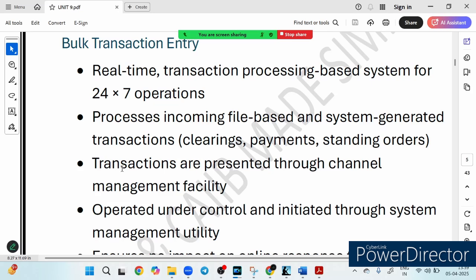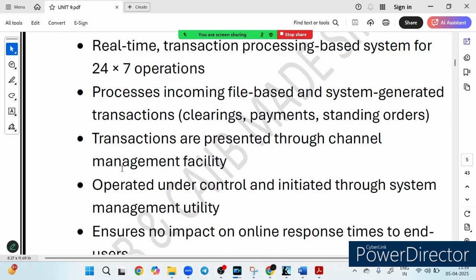Banks don't just handle one transaction at a time. They process lakhs of transactions every single day, right? Whether it is salary credit, NEFT batches, loan EMI, or automatic standing orders. This system works like a real-time factory line, running 24/7 without any break.